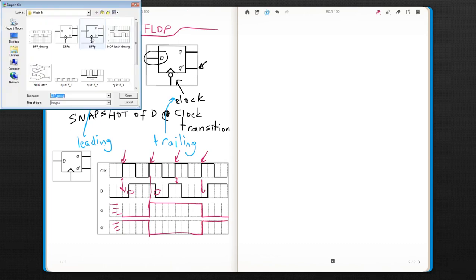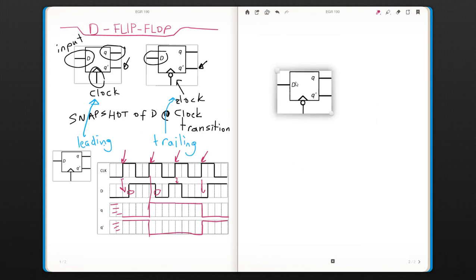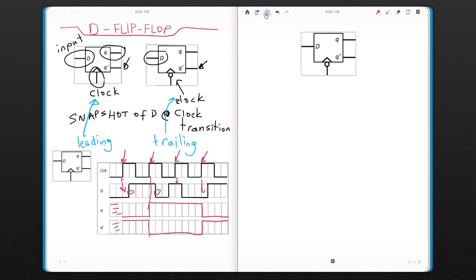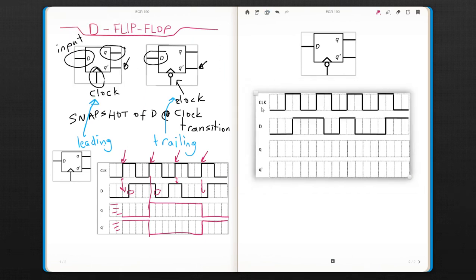So now, let's think about a trailing edge flip-flop, and we will do exactly the same diagram and see what's going to happen. But this time, it is important that you look at the transitions at the trailing edge. So this time, all the way up here, we cannot say what the output is going to be because there is no trailing edge. So this is not defined.